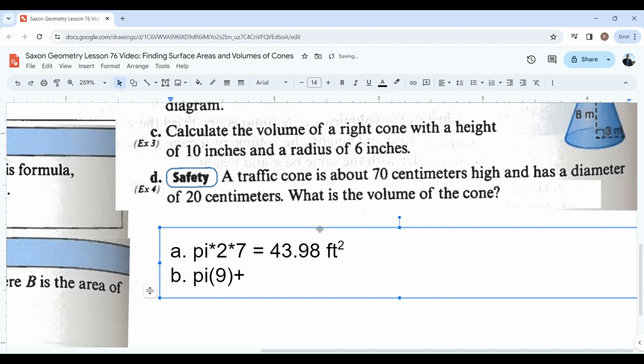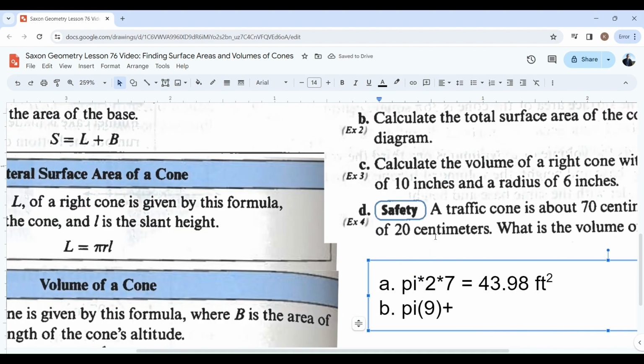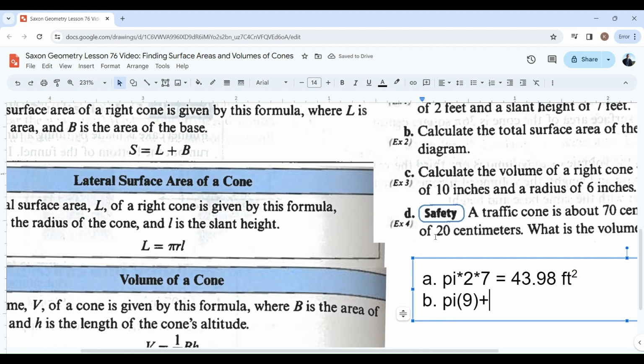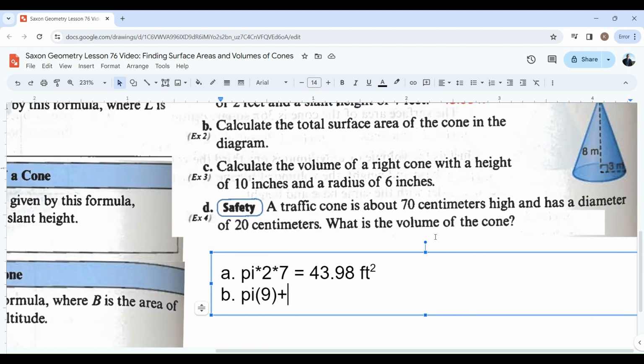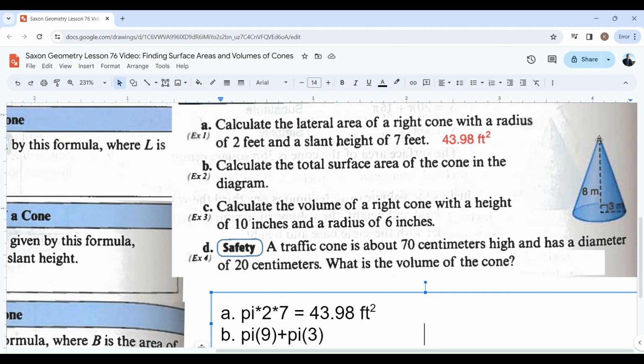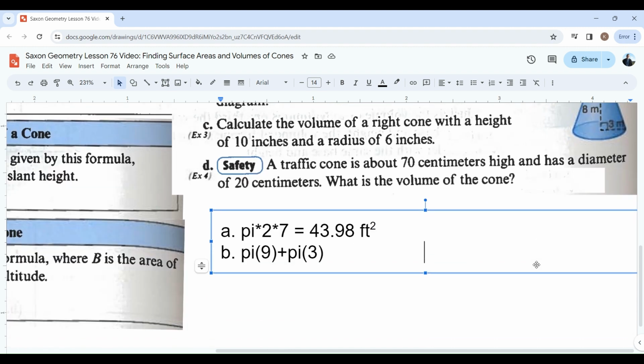Okay, we have to add to that the lateral area. Remember, the lateral area is pi times the radius times the slant length. Well, pi times the radius is easy. What is the slant length, though? All right, I'm going to move over here. Let's calculate the slant length of this. Slant length is going to be, well, okay, hold on. This looks like a right triangle here. The altitude, the radius, and the slant length make a right triangle.